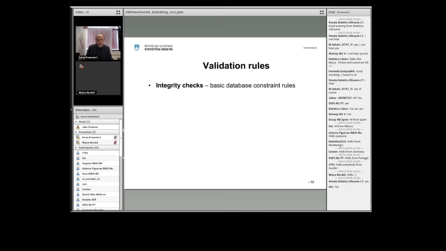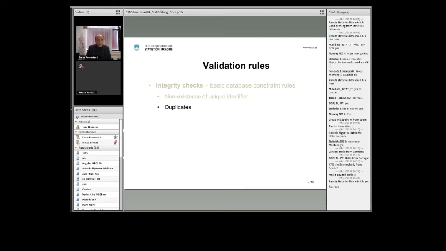Now I will make one grouping of these validation rules. Of course, we can make different groupings. I just chose one to make a distinction between different rules. The first group of rules that I see is the integrity checks. These are the rules that you are using when you are putting your data in your database. So these are the basic constraint rules, like, let's say, non-existence of the unique identifier or duplicates that you usually get, because your database is usually constructed in such a way that you cannot insert duplicates, and you have to deal with these problems before you insert this into the database.